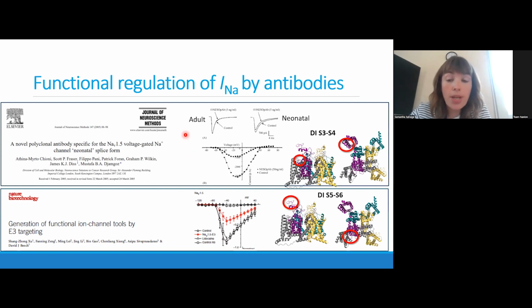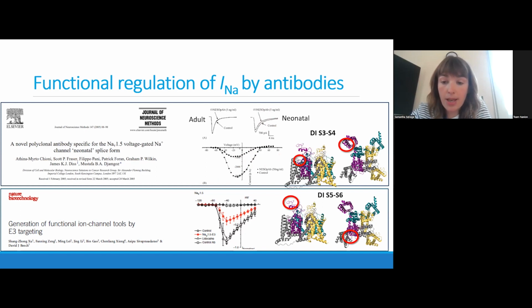The first example shown here is a polyclonal antibody that has been generated against the neonatal peptide of the domain 1 S3 and S3-S4 linker segment. This comprises the specific region in which alternative splicing occurs between the neonatal and adult form. Application of this polyclonal antibody to both adult Nav1.5 and neonatal Nav1.5, even at low doses, shows specific inhibition of the neonatal sodium current, and at higher doses, a very marked reduction in this specific manner.